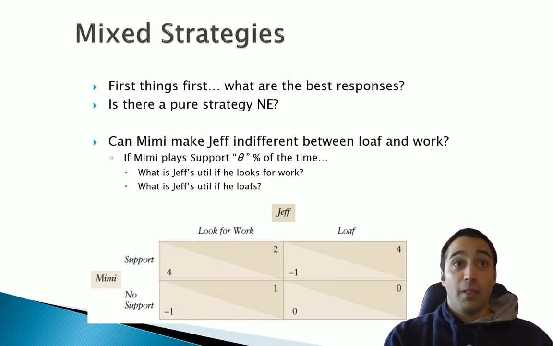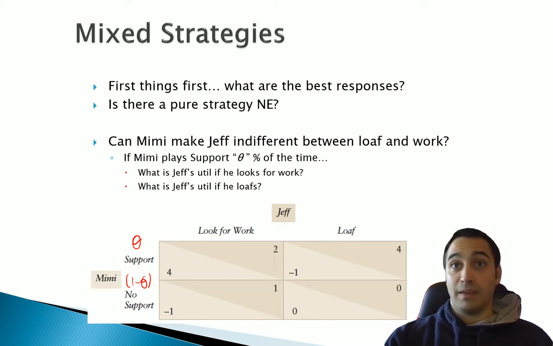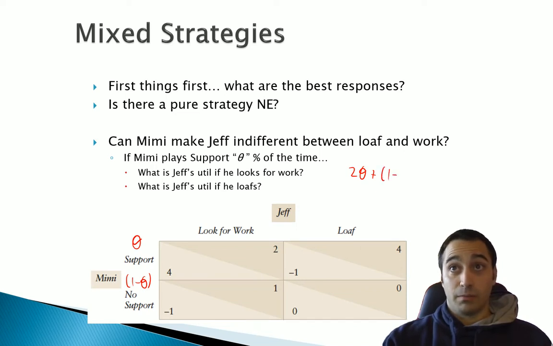First things first, let's let Mimi support him theta of the time, and not support him 1 minus theta of the time. If Jeff looks for work, what utilities does he get? Well, it looks to me like he would get 2 theta plus 1 times 1 minus theta utils.